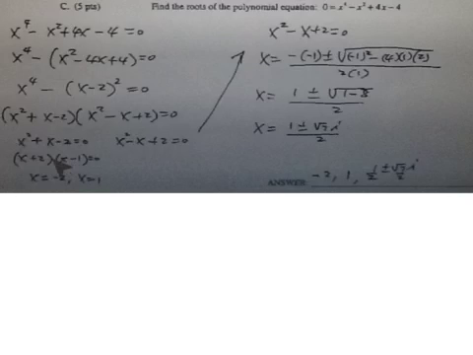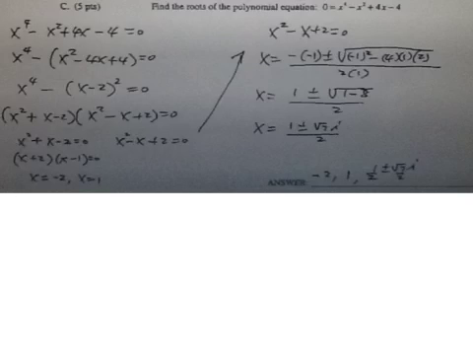This first one can factor pretty nicely. I'm going to get x plus 2 times x minus 1 equals 0. Solve for x. x will be negative 2, or x will equal positive 1. The second equation will not factor nicely. So up here you see that we are going to use the quadratic formula. You could also use completing the square if you wanted.